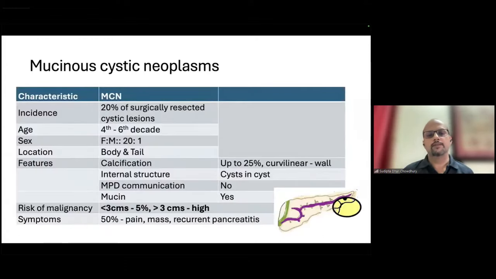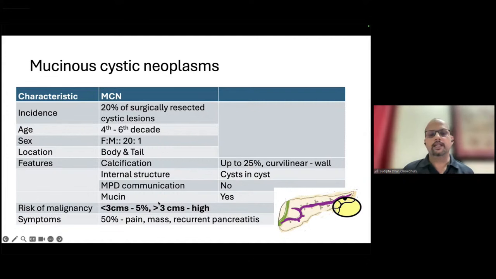Now, what about MCNs? MCNs include 20% of surgically resected cystic lesions. So they are pretty common, and they usually occur in the 4th to 6th decade of life. The MCNs predominantly contain ovarian stroma, and therefore these lesions are seen predominantly in females, with a female-to-male ratio of 20 to 1. They occur in the body and tail of the pancreas. Even in MCN, you can see calcification, but it is more towards the wall of the cyst, which is called a curvilinear calcification. Internal structure is like a cyst within a cyst. MPD communication is not there. They contain dense mucin.